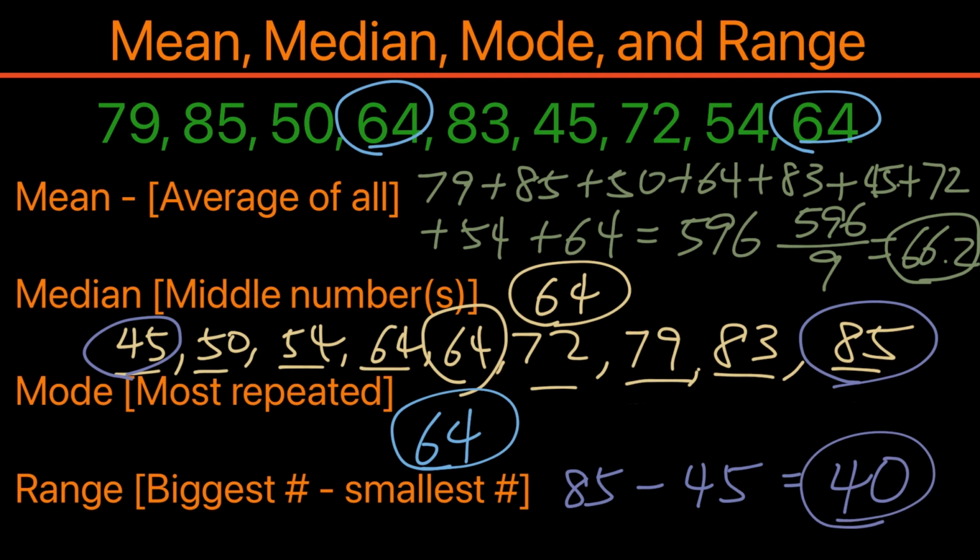So this is how you would find mean, median, mode, and range. The most important part of all is to understand the meaning for each item before you solve for them. Mean would be the average, median would be the middle number, mode would be the most repeated, and the range, biggest number minus smallest number.